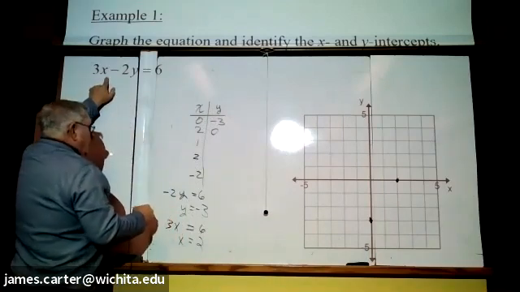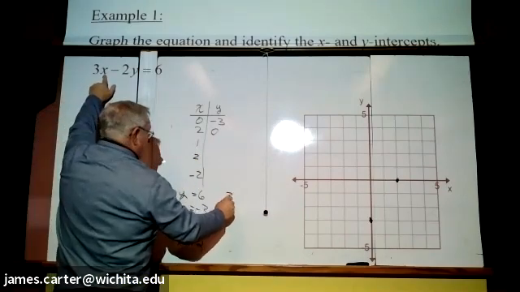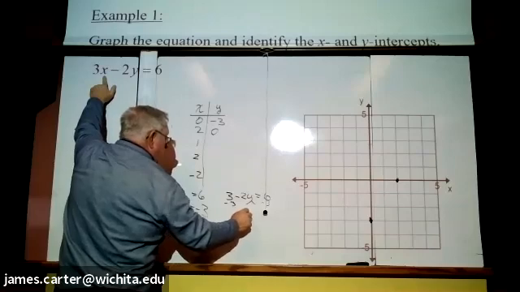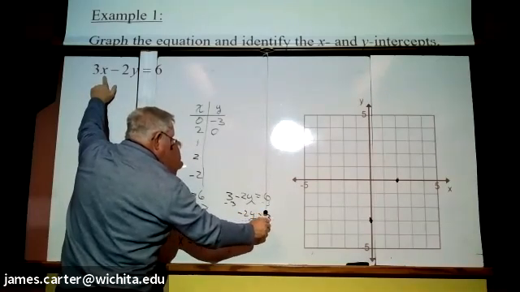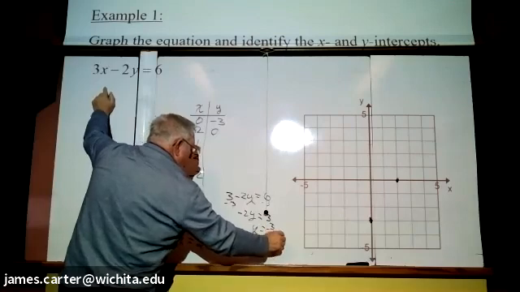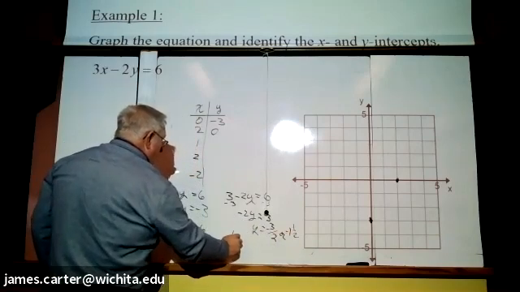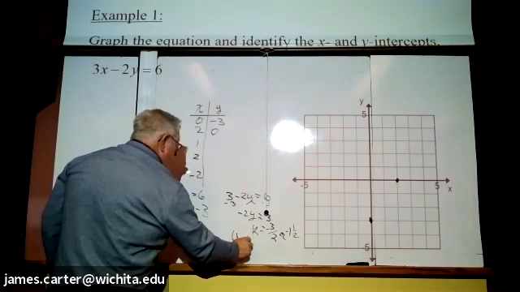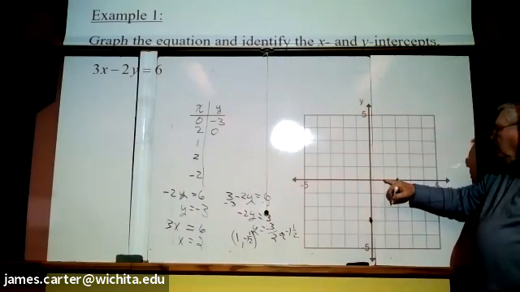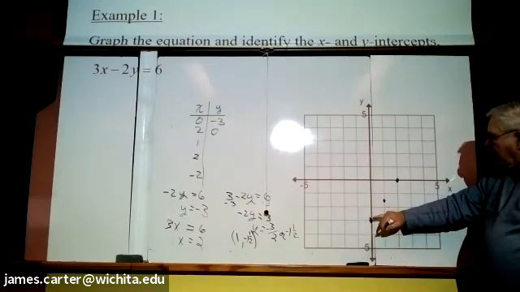Okay, if I let x equal 1, then I've got 3 minus 2y equals 6. Subtract 3, subtract 3. Negative 2y equals 3. y equals negative 3 over 2, or negative 1 1/2. That gives me the point (1, -1 1/2). So if I graph that, x is 1, y is negative 1 1/2. And as you see, that's lining up.